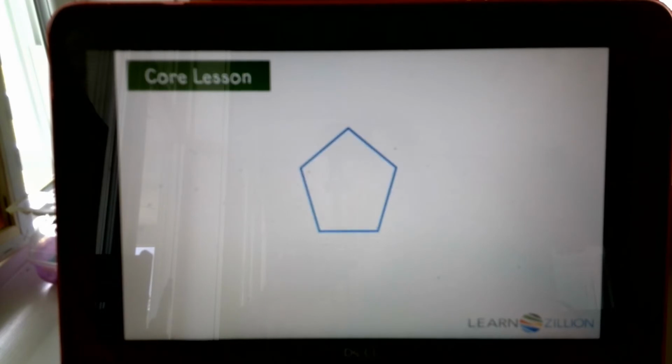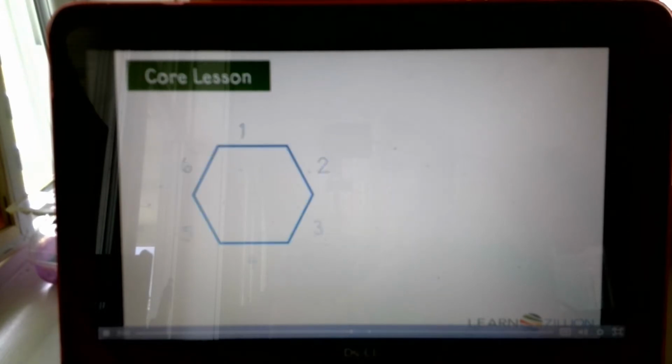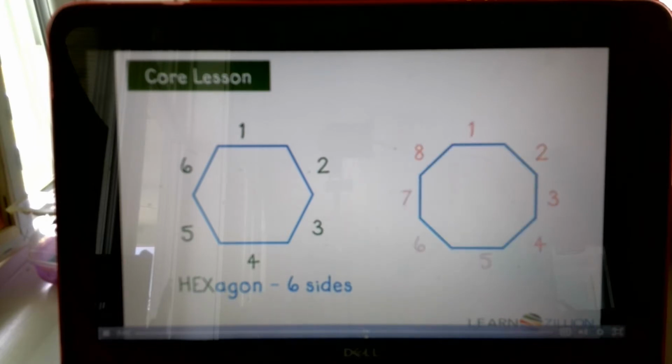We have a pentagon. This has 5 sides, and the prefix for pentagon would be pent, P-E-N-T, pent, 5 sides. And then we have here 2 figures. This is a 6-sided figure, which is called a hexagon. This is our prefix, which would tell us that it has 6 sides. And we also have this 8-sided figure, an octagon, 8 sides.